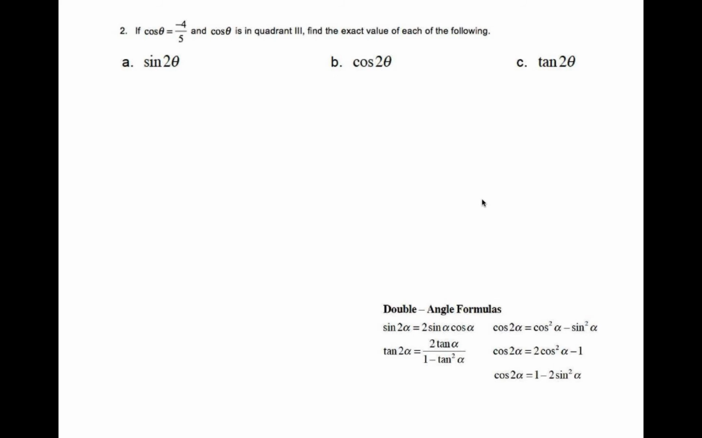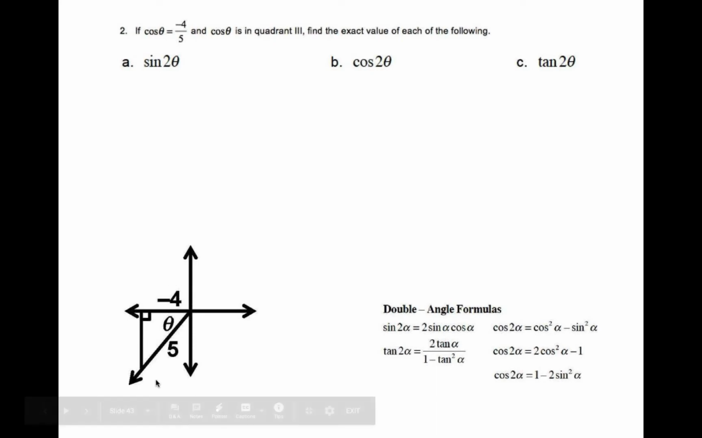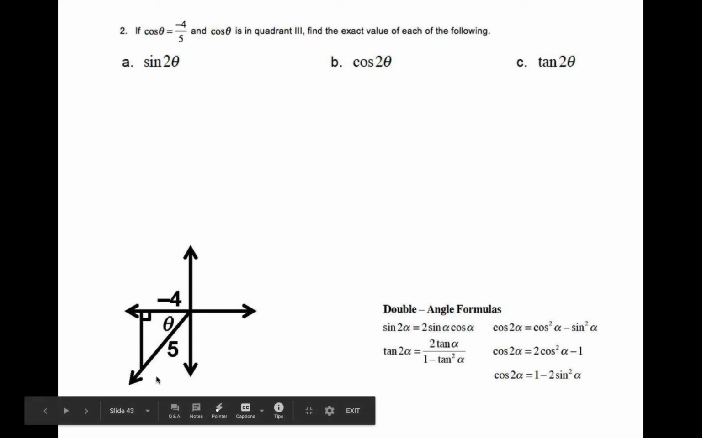All right, number 2, same thing. We're drawing a picture. We have cosine theta is negative 4 over 5, and it's in quadrant 3 this time. So let's draw a triangle in quadrant 3. My angle theta is by the origin. Cosine is A over H, so adjacent is negative 4. The hypotenuse is 5. What is this missing leg?